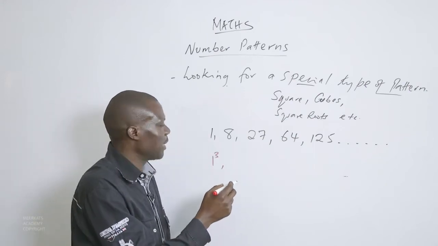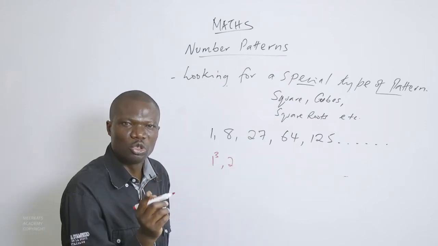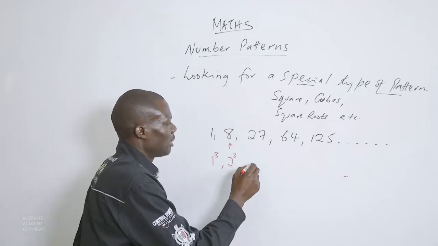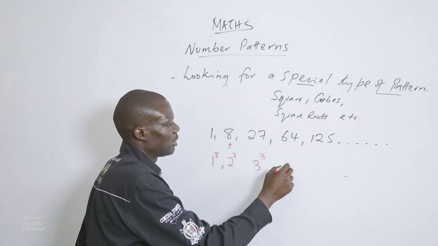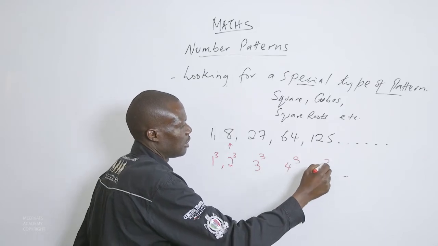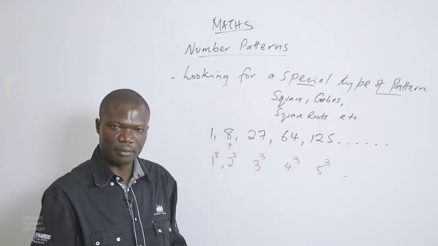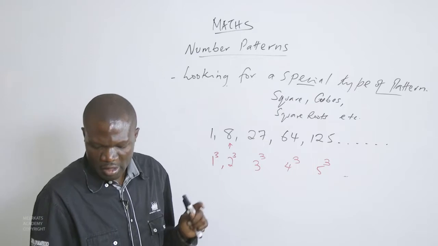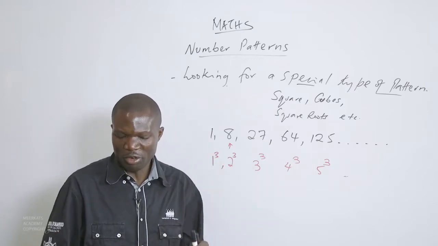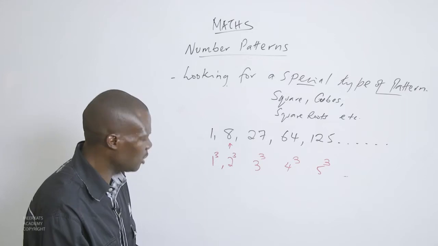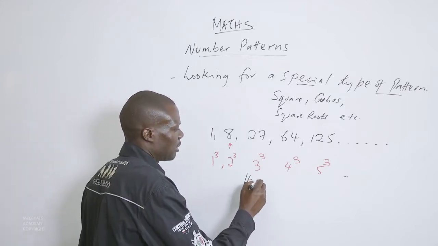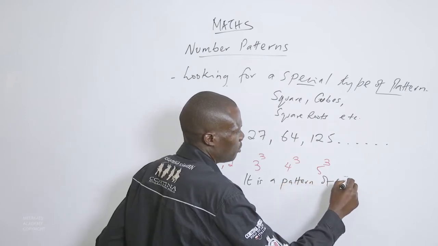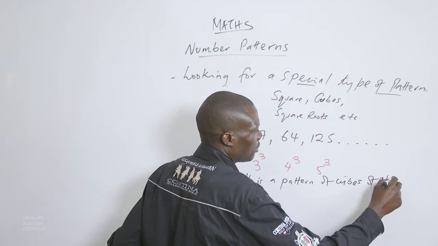The cube root of 8 is 2. Therefore, 2 cubed is the same as 8. So you realize this is the relationship. This is simply a pattern of cubes of numbers. This particular pattern is a pattern of cubes of numbers.